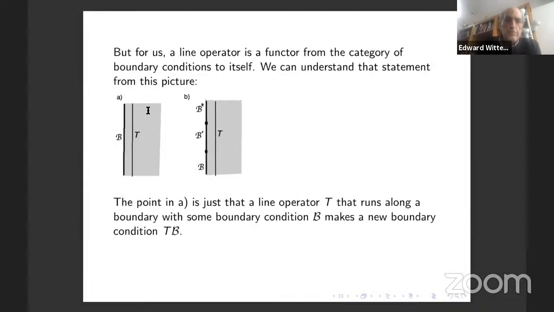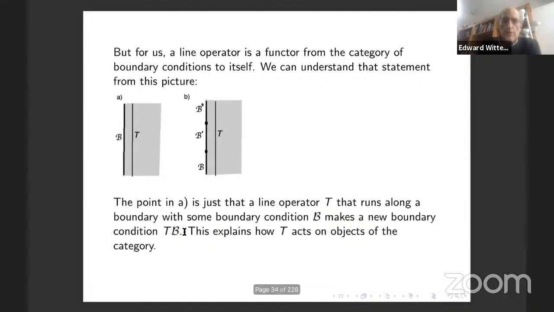What I've shown in part A is that the boundary has been labeled by B, but I've drawn a line operator that runs along the boundary. In topological field theory, there's no notion of how far apart they are. So you could think of this line operator T as arbitrarily close to the boundary, and they simply make a new composite boundary condition, T times B. So a line operator T gives a mapping at the level of objects from object B in the category to a new object TB.